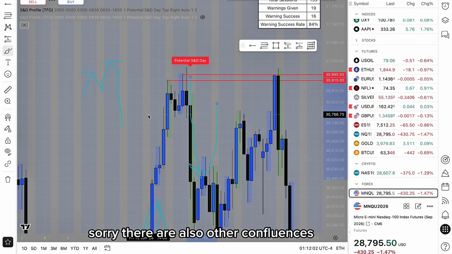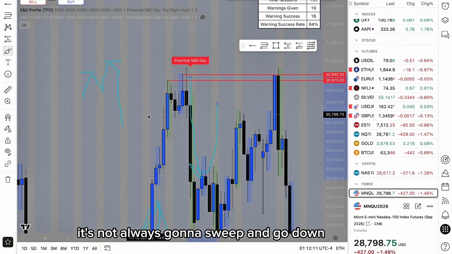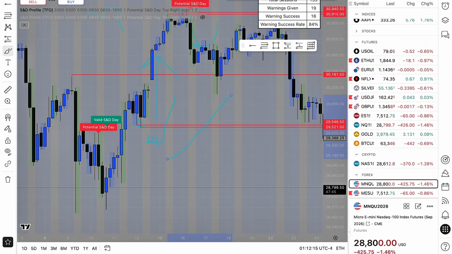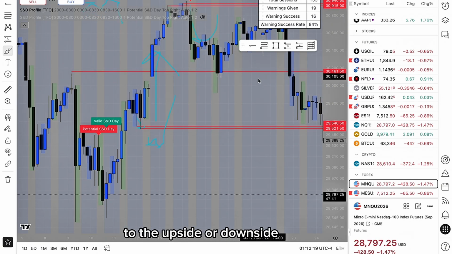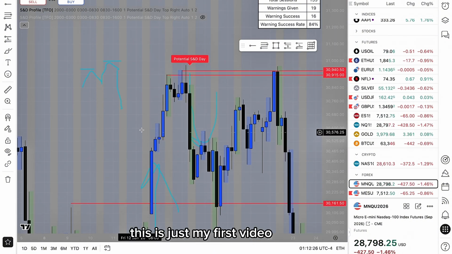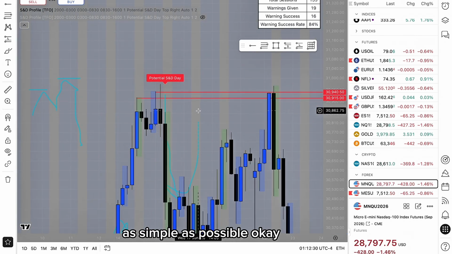There are also other confluences that help you understand, because every time a high passes a previous high, it's not always going to sweep and go down, okay? Sometimes it keeps going up if we have more draws on liquidity to the upside or downside. That's what we've got to remember here. There's much more than this. This is just my first video. I'm just trying to help people understand it as simply as possible, okay?